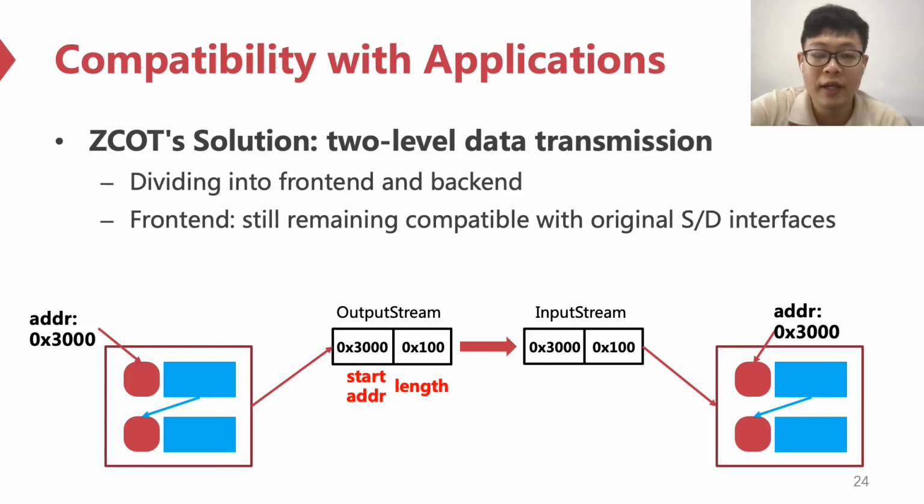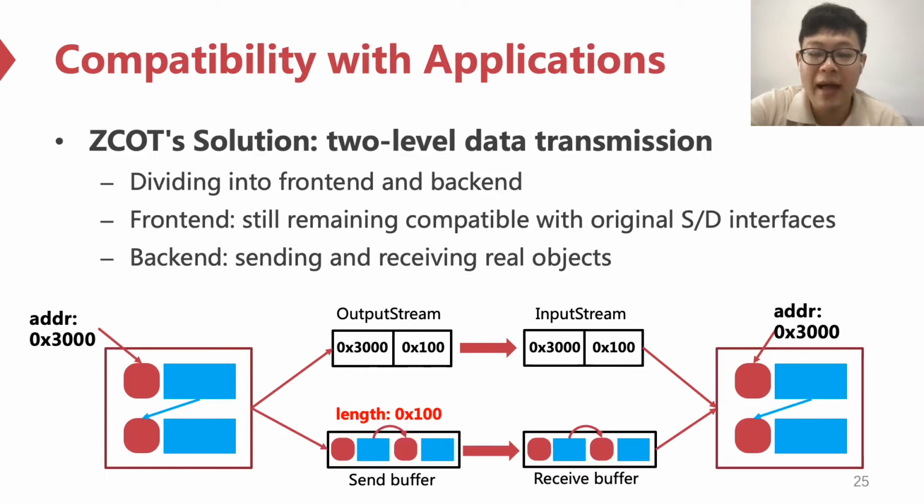To resolve the compatibility problem, ZCOT's solution is two-level data transmission, which means that ZCOT's transmission is divided into front-end and back-end. In the front-end, ZCOT remains compatible with the original SD interfaces. Suppose we want to copy an object whose start address is 0x3000. We still use the output stream and input stream to transmit byte buffers, but the data is actually some simple metadata. In this example, we store the start address and the whole length of the object into the output stream. It will be sent to the receiver via the input stream.